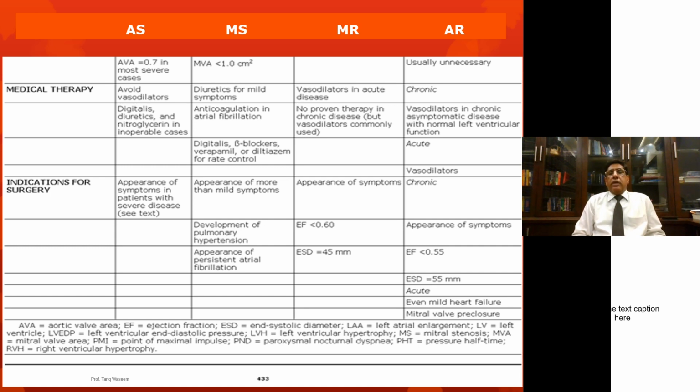In mitral regurgitation, when the ejection fraction is less than 60% or the systolic diameter is more than 45 millimeters on echo, it is an indication for valve repair surgery. In aortic regurgitation, again, an ejection fraction less than 55 and systolic diameter more than 55 in chronic patients, but in acute cases, even mild heart failure or mitral valve pre-closure would be an indication for surgical intervention.